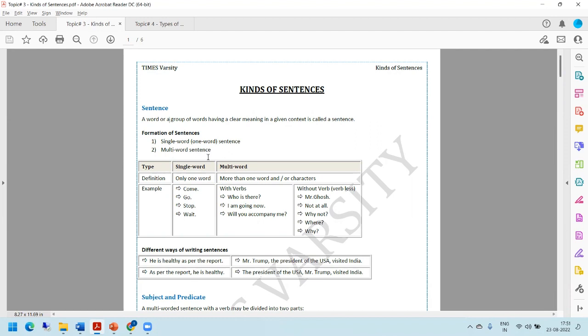So example of, yes, any question? Voice is not audible. I believe my voice is clear and screen is being shared. Yes, sir. Yes, okay, thank you.